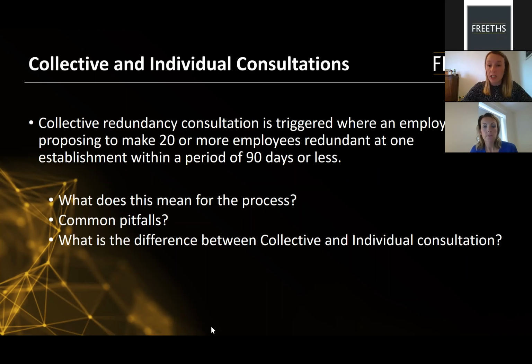And it's actually a criminal offence not to provide that information. So again, sometimes if you're knee-deep in the consultation process, it can be overlooked, but it is important that that information is provided at the right time. And again, the timeframes for providing that information is the same as the minimum consultation period. So it's 30 days if there are 20 to 99 employees, or 45 days before the first dismissal if there are 100 plus employees. So that's just something to bear in mind.